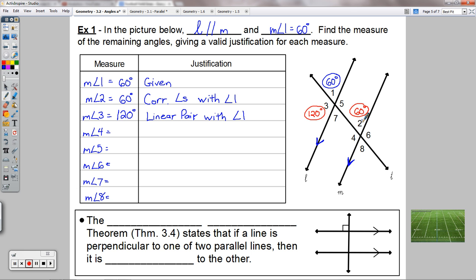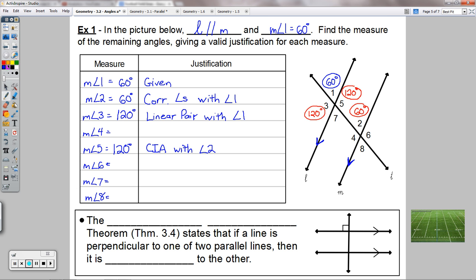So I noticed 2 and 5. This would be a new justification. Just for kicks, I'm going to use a new justification here. 2 and 5 are what kinds of angles? You said it, I hope. Consecutive interior angles. So this one would have to add with this one to get 180. That means angle 5 would have to be 120. So I'm going to skip down to here. I'm going to say that this was CIA, consecutive interior angles, with angle 2 there.